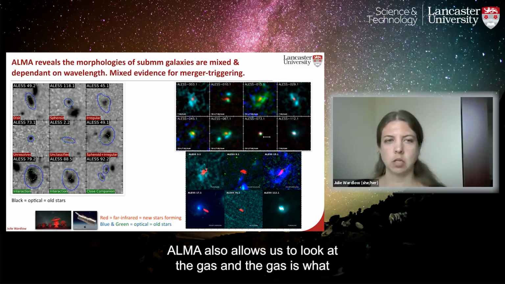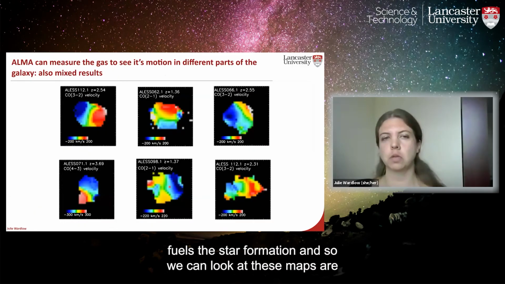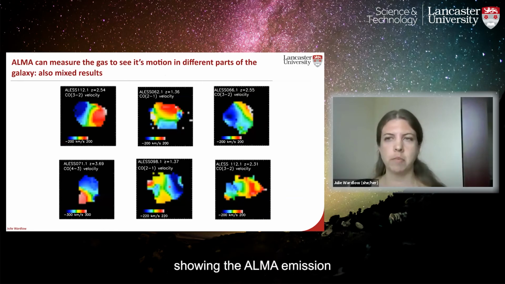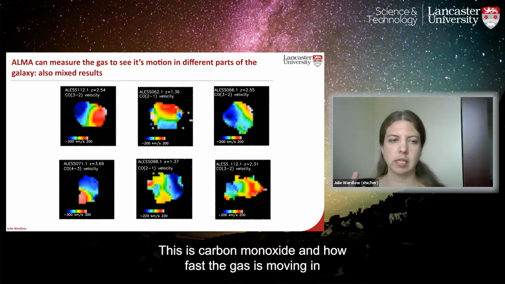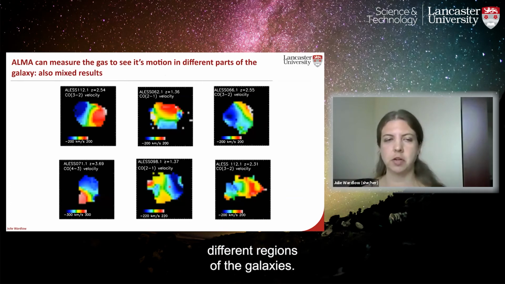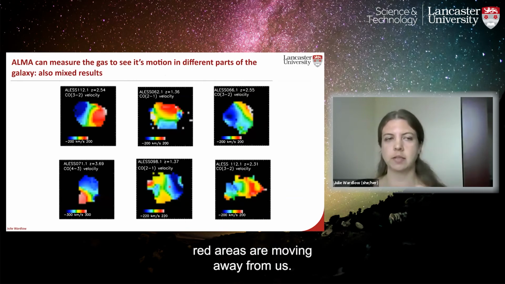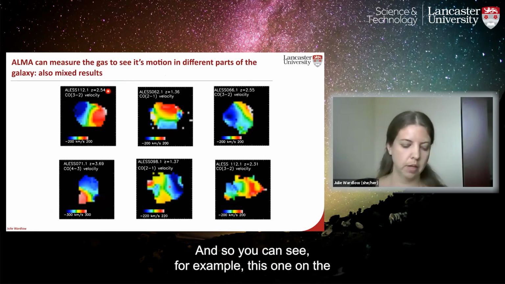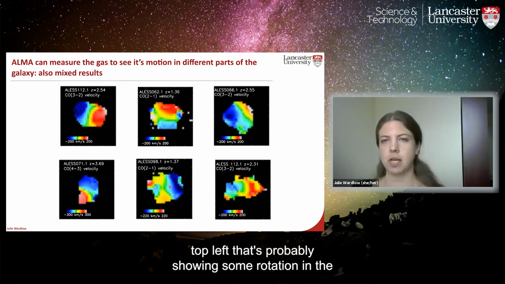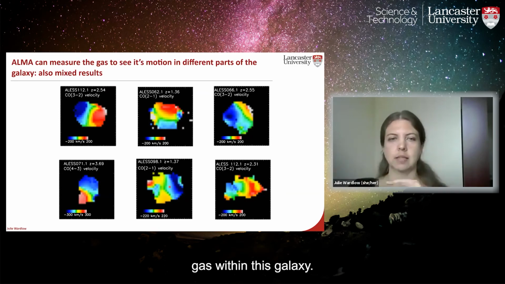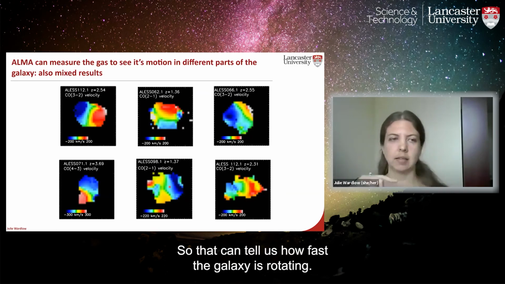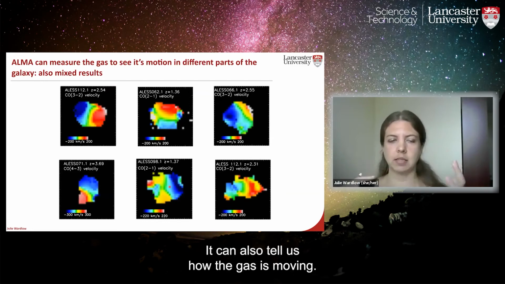Alma also allows us to look at the gas, and the gas is what fuels the star formation. So we can look here, these maps are showing the Alma emission and the gas, this is carbon monoxide, and how fast the gas is moving in different regions of the galaxies. And so the blue areas are moving towards us, and the red areas are moving away from us. You can see, for example, this one in the top left is probably showing some rotation in the gas within this galaxy. So that can tell us how fast the galaxy is rotating. It can also tell us how the gas is moving.